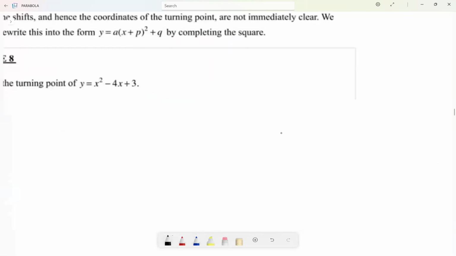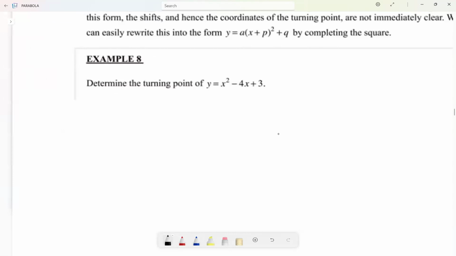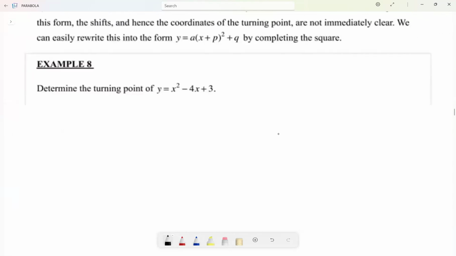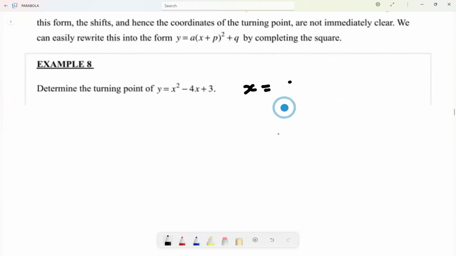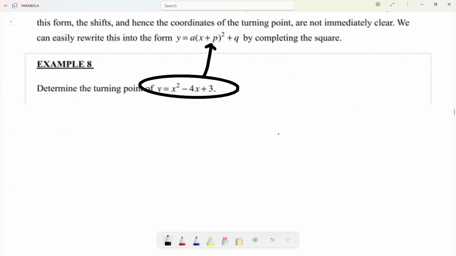Now, let's look at this. Determine the turning point of y is equal to x squared minus 4x plus 3. There is an easier way. You'll see where x is equal to negative b divided by 2a as we move. But I want you to learn this in case the examiner says, write this equation in turning point form. Okay, write the equation in turning point form, or complete the square.